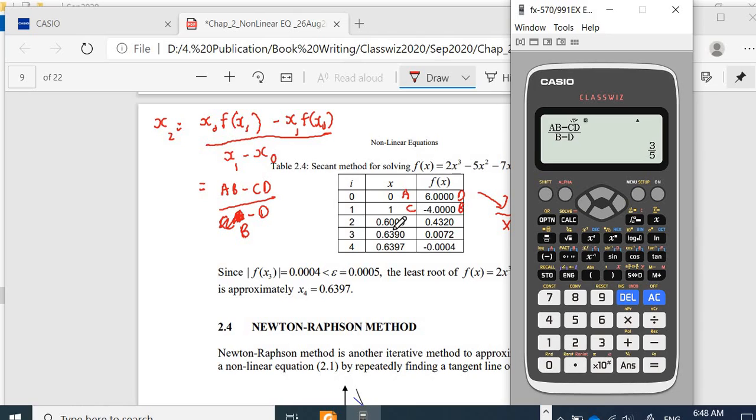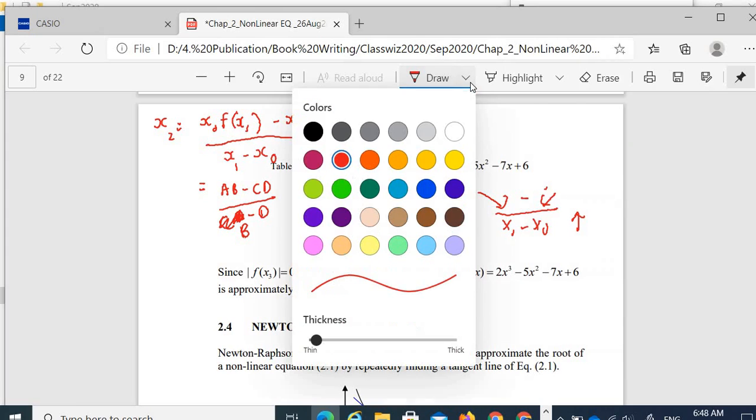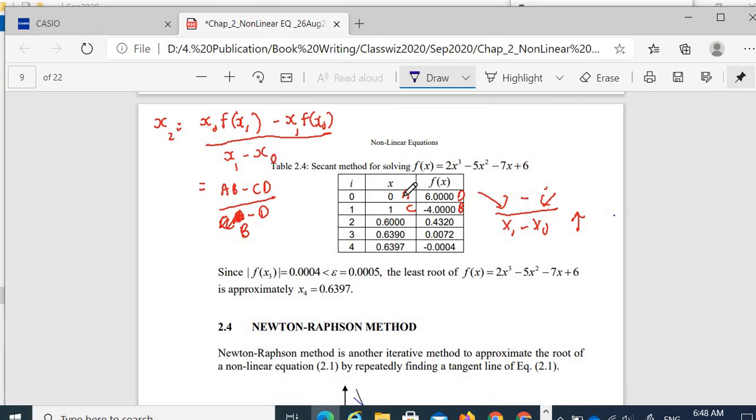After you get this 0.6, you have to calculate again your fx. So you search back your fx, this one, calculate. So x is 0.6. You get 0.432. After you get 0.432, you go to search back this formula, and then you calculate. So once you calculate now, this will go down. Now this will become A, B is here, C is here, D is here. So input again.